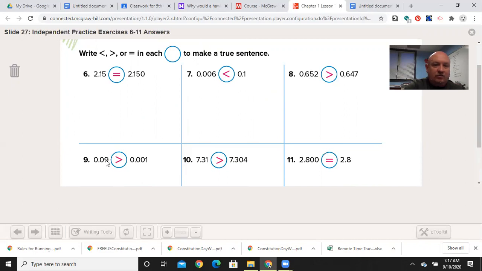0 is the same. 9 is greater than 0 here, so that's greater than. 7.3 is the same, but 1 is greater than 0, so this is greater. Now remember the annexing zeros. If I put 2 zeros there, I'm going to go ahead and show you that with my writing tool. So I have 2.800, although those are odd looking zeros, but you can see where it's equal.